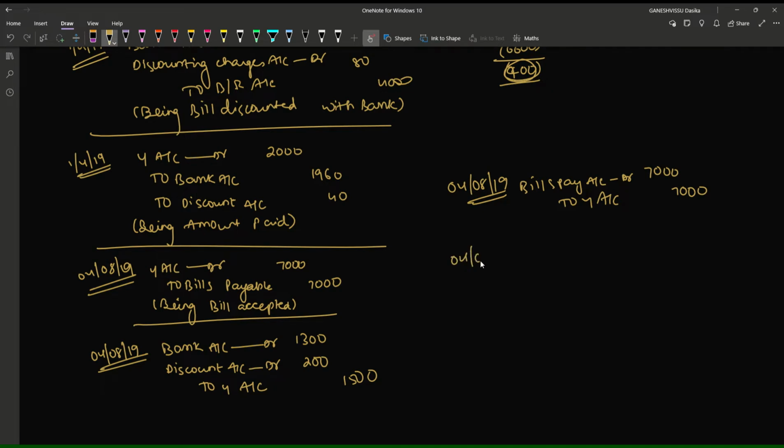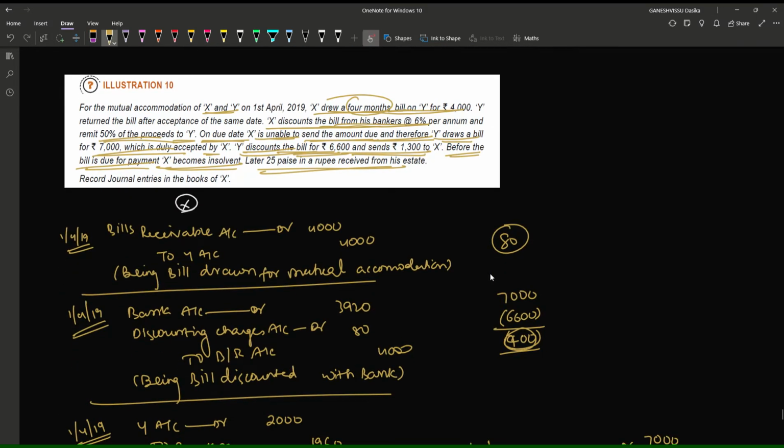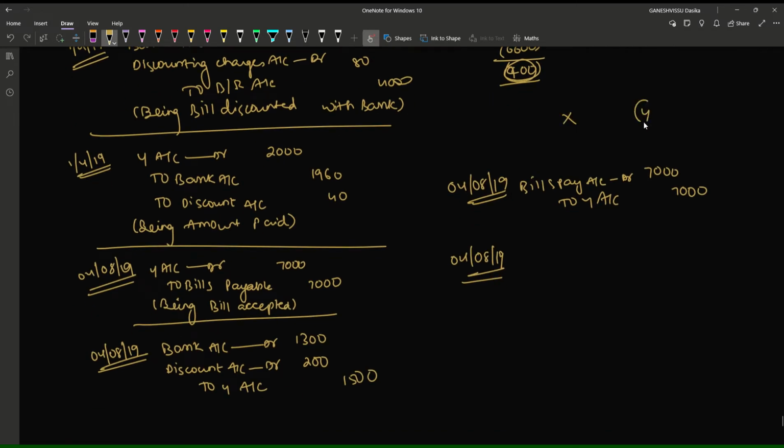And on the same date, what happened? Out of this 7,000, what X has to pay totally, what we can have here is 25%, 25 paisa in a rupee is recovered from his estate. Okay, but due to this mutual accommodation, what X is liable to pay and what Y is liable to pay? X is liable to pay half of the 7,000 rupees, that is 3,500 with X, and 3,500 with Y, right? So he needs to pay only 3,500 into 25%, because this is only recoverable from his estate.